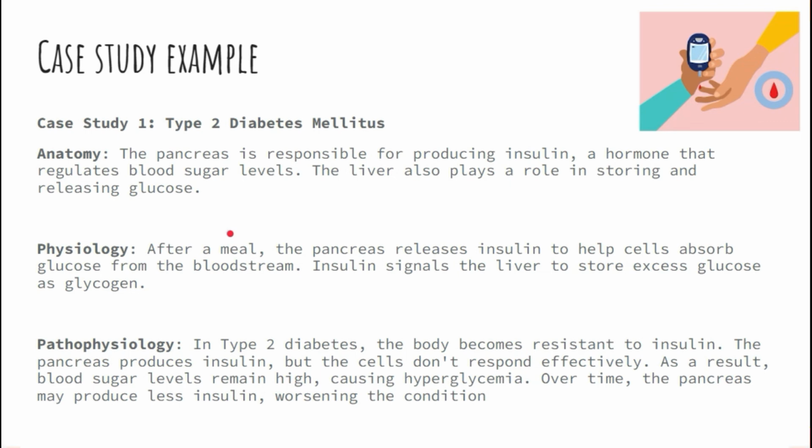So here we have a case study example. So this is how we will study the semester for each kind of possible disorder. So for example, here is a case study for type 2 diabetes mellitus. So the case of type 2 diabetes mellitus, in the anatomy level, we can say that the pancreas is responsible for producing the insulin. The insulin is a hormone that can regulate your blood sugar level. Commonly, insulin decreases blood sugar.